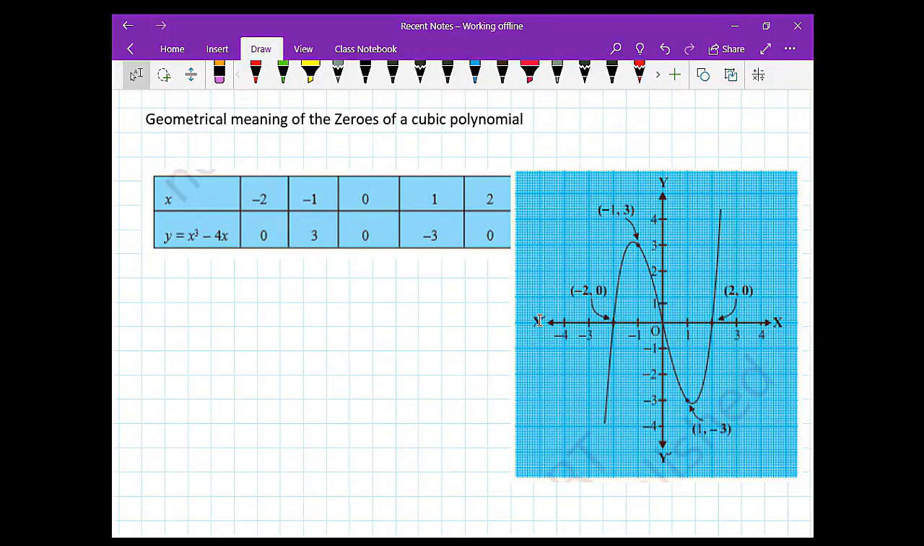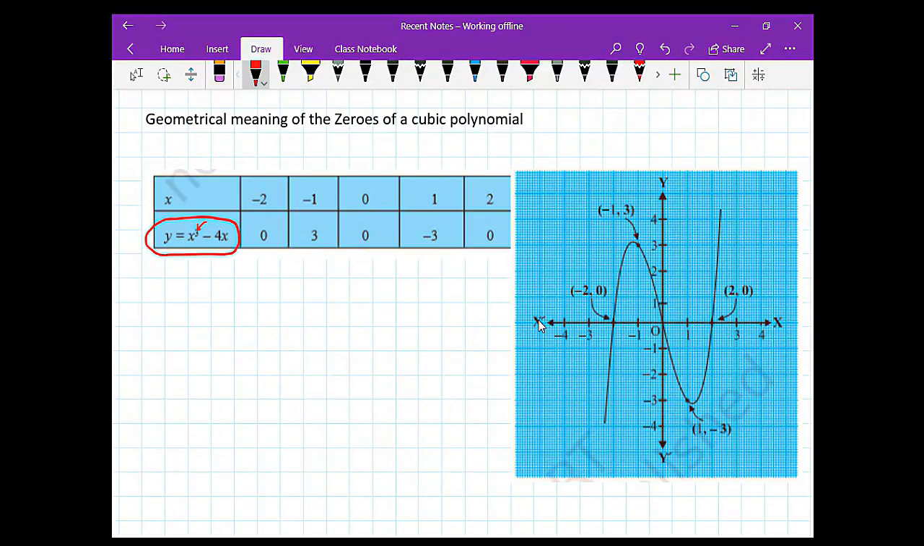You see, here we have a cubic polynomial, y equal to x cube minus 4x. The degree of the polynomial is 3 here. If the degree of the polynomial is 3, then the polynomial is a cubic polynomial. So when it comes to geometrical meaning, we represent it as y equal to x cube minus 4x.